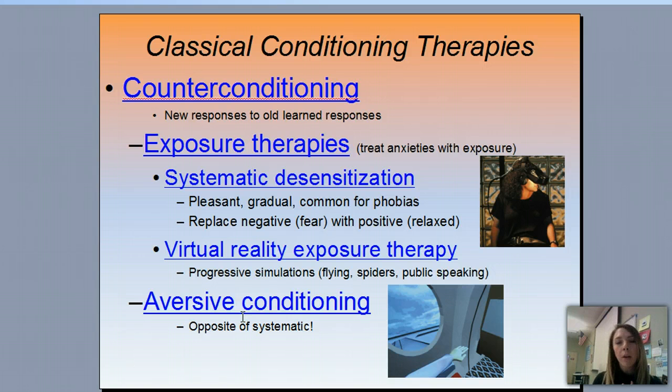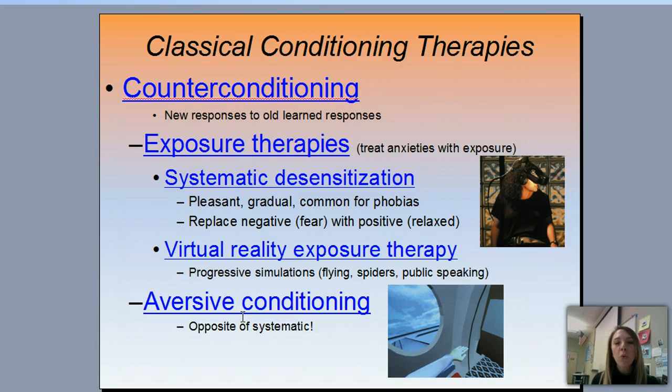One of them, and a lot of these are associated with phobias, is exposure therapy. Exposure therapy, again like it sounds, means I'm gradually exposing the patient to something that makes them anxious and teaching them how to learn a new response to that. There's a couple ways that you can expose people to things they don't like. The most common one is systematic desensitization.